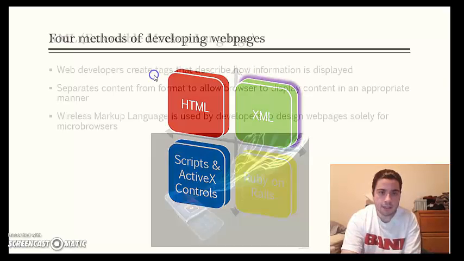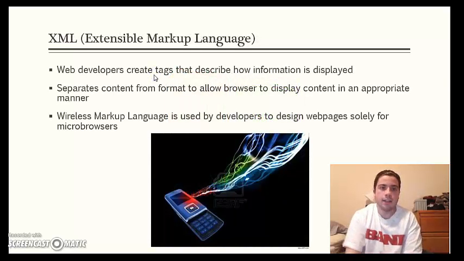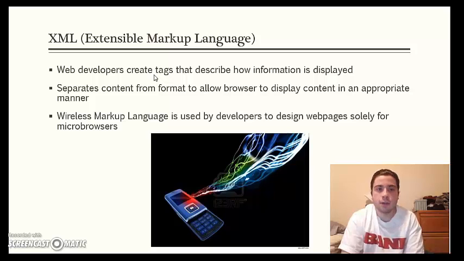The next one is XML, also known as Extensible Markup Language. In XML, the web developers create tags that describe how information is displayed, and it separates content from format to allow the browser to display content in an appropriate manner. So this is commonly found in mobile browsing, and it's shown differently than you'd see on a desktop computer.